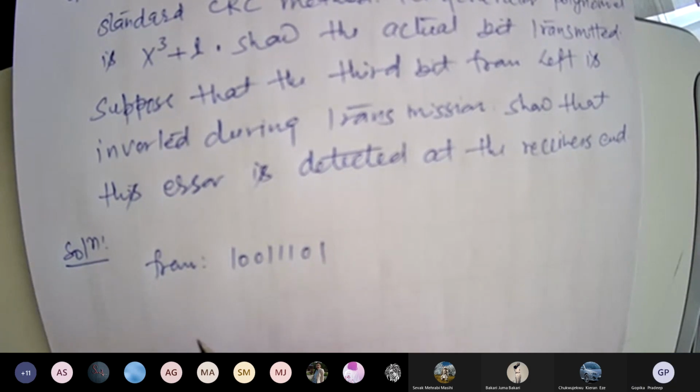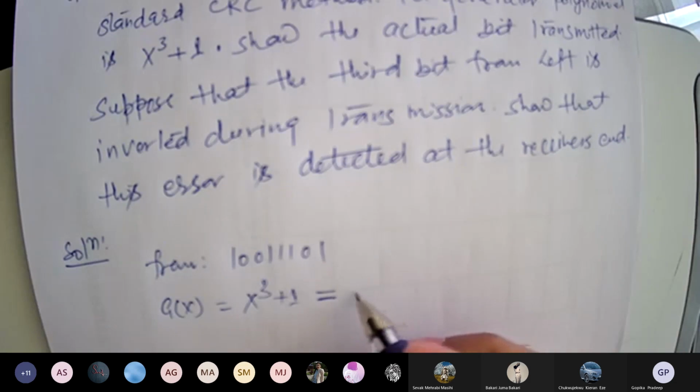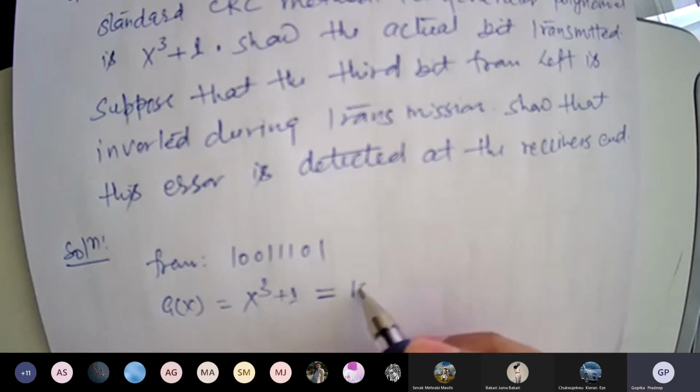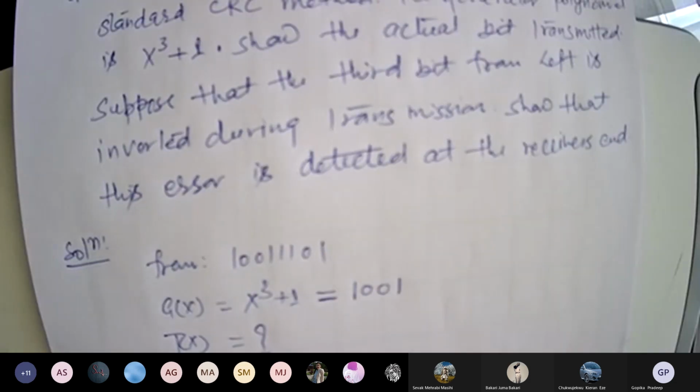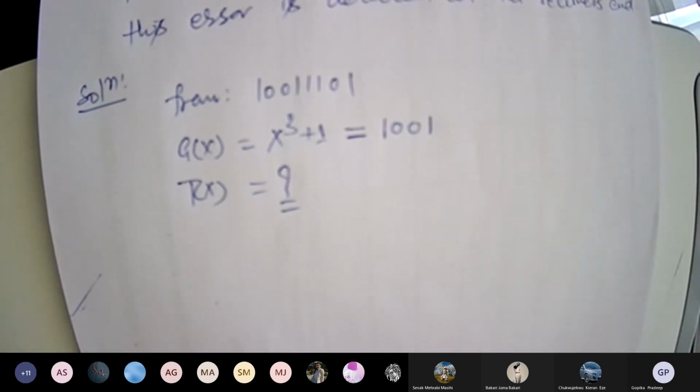100111101. Now what is the generator polynomial given? G(x) = x to the power 3 plus 1. If you convert this into binary form, binary code, what can you write? 1 0 0 1, that is 1001. So now you have to find firstly T(x), the transmission bits. What bits are you going to transmit?